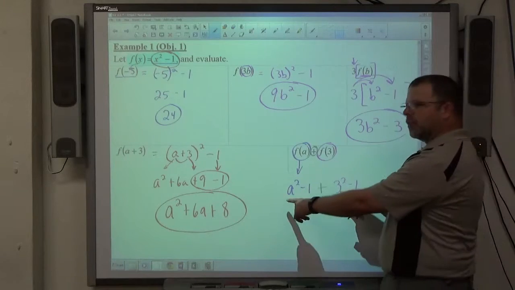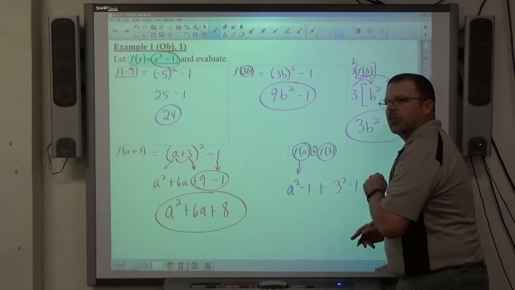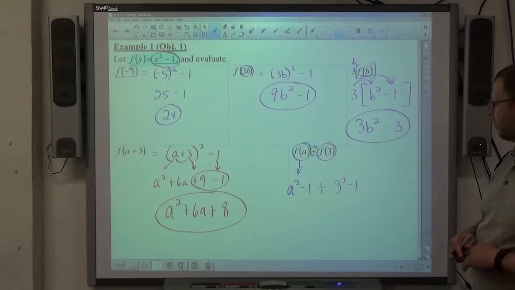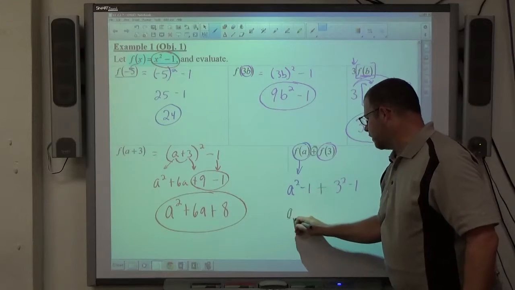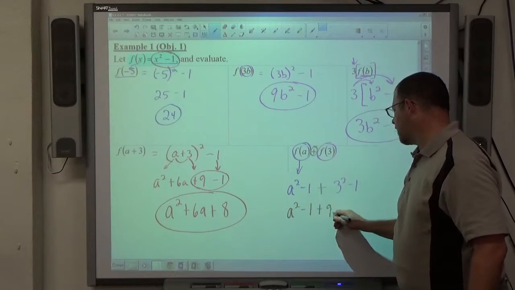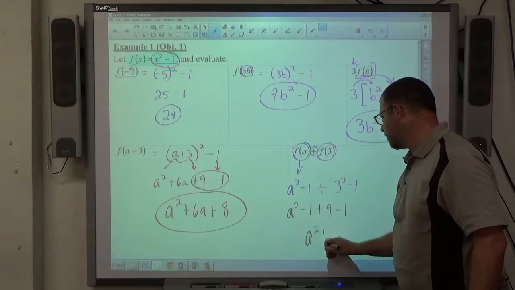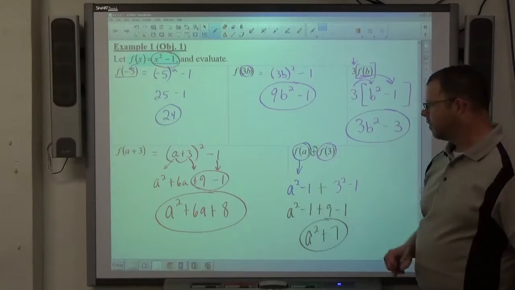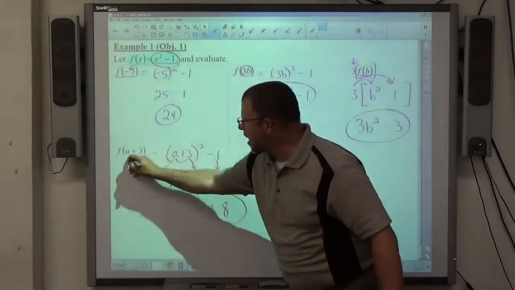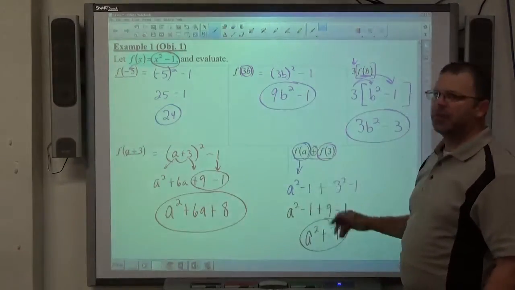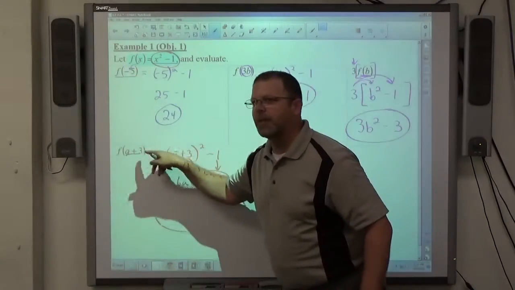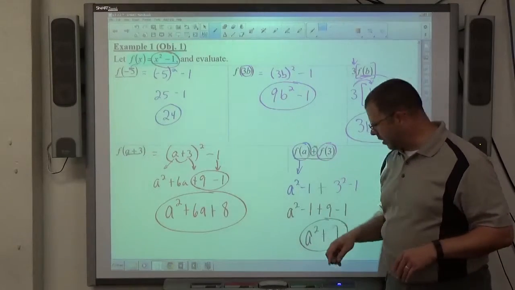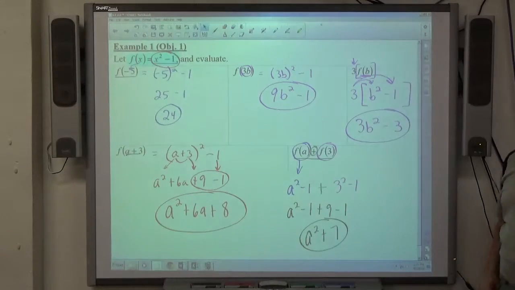In both cases, no parentheses necessary because a is just a single thing, 3 is just a single thing. You're just going to square a single thing, so that's all good. So altogether, I'm going to get a squared minus 1 plus 9 minus 1, which becomes a squared plus 7. What you're supposed to notice is that f of a plus 3 is not equivalent to f of a plus f of 3. It's not like a distributive property type of thing. F of this and f of that are not equal to each other.